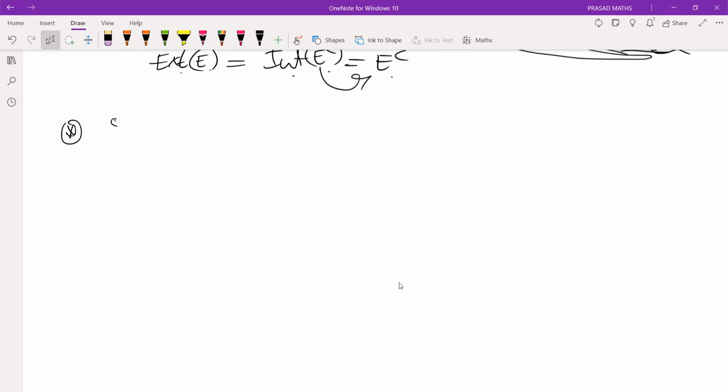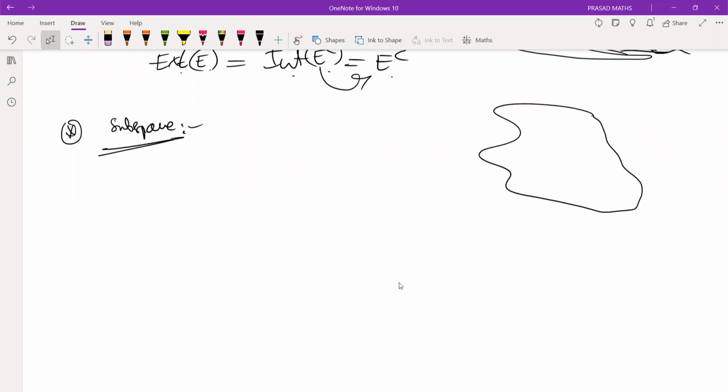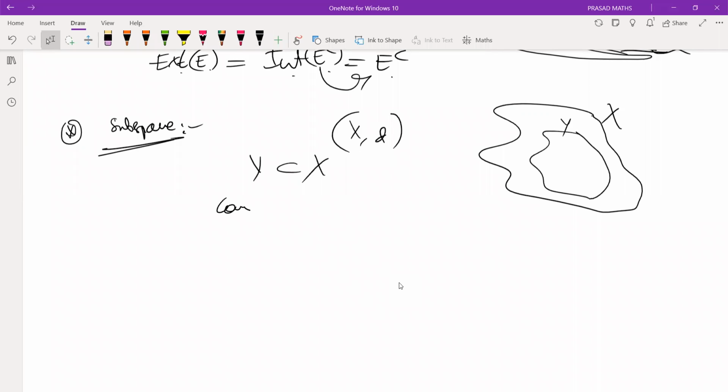Next is subspace. Suppose you are given a metric space. The question is: if I give you a subset of a metric space, can it be a metric space? Suppose X is a metric space. The answer is yes.